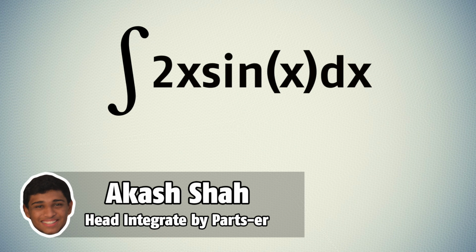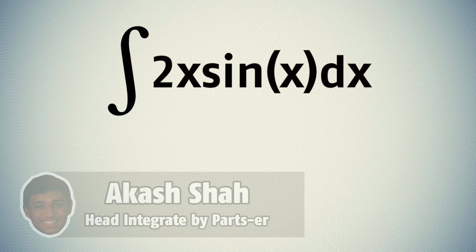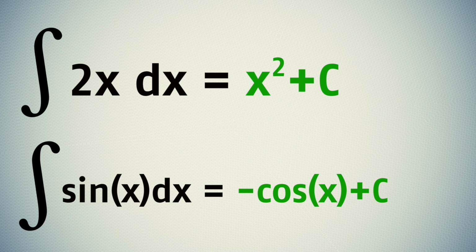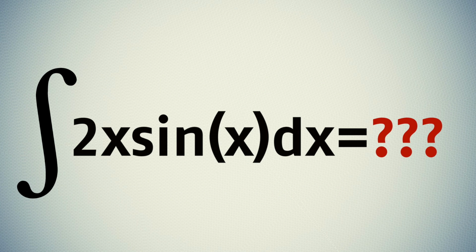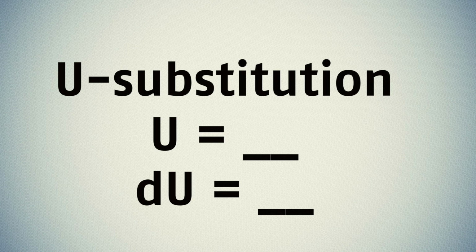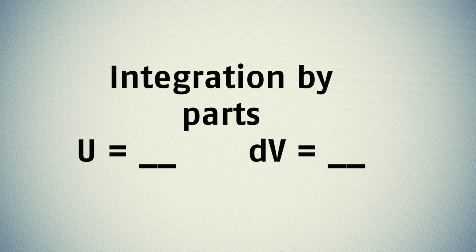Sometimes you'll get an integral that has two functions multiplying each other. Separately, you might know how to integrate them, but together you aren't sure. This is where integration by parts comes into play. We know how to do u substitution, and integration by parts is very similar. Instead of picking a u, however, you need to pick a u and a dv. Then you're going to derive u and integrate dv, like this.